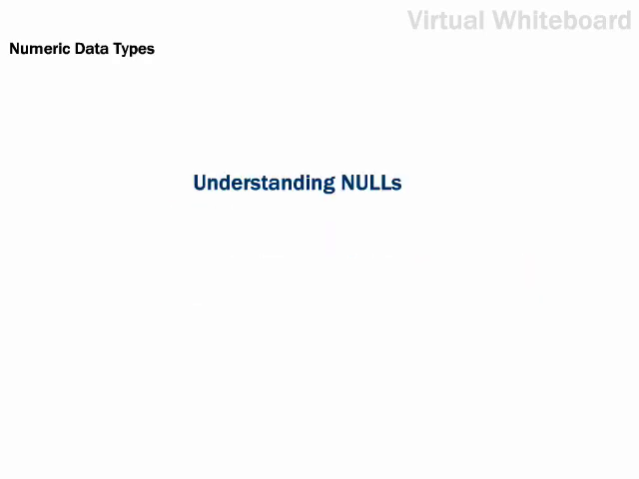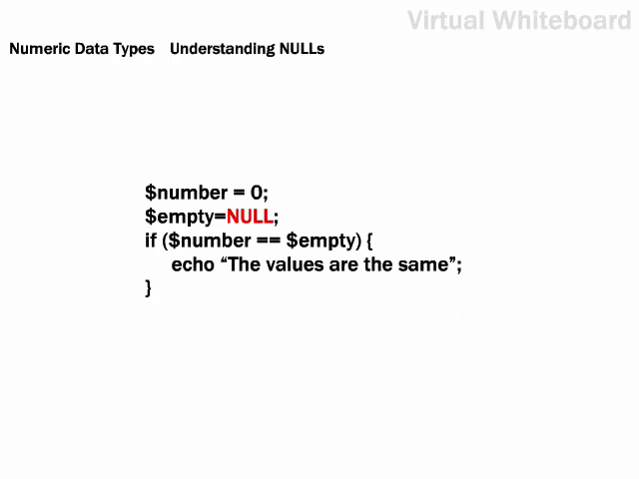Understanding nulls. A null is a value that actually has no value at all. Even though it has no numeric value, when you compare it to an integer value of 0, it evaluates to true.